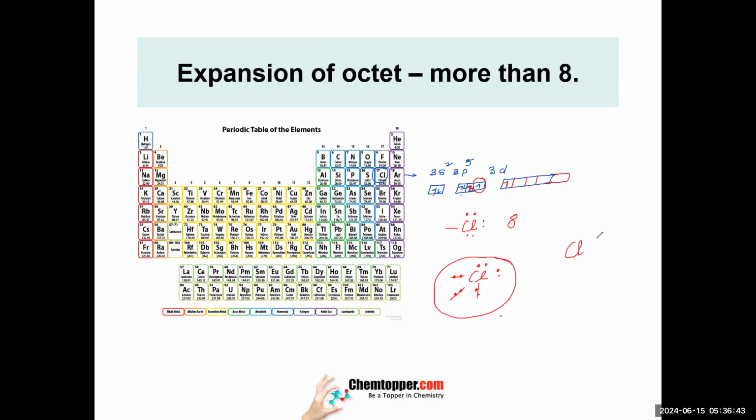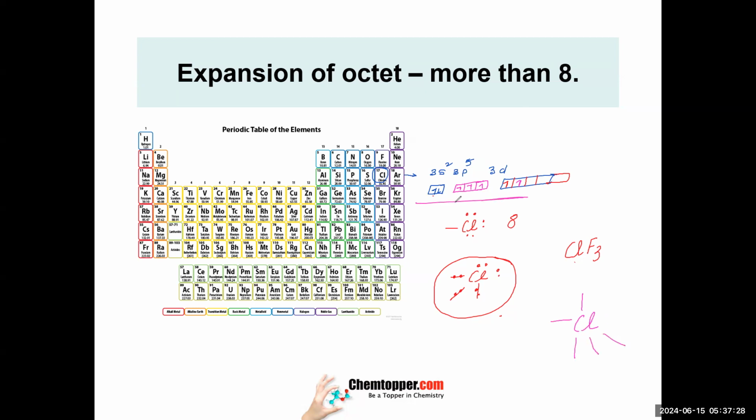There is a molecule, ClF₃, where chlorine is making 3 bonds with fluorine. This is expanded octet, more than 8. You can jump one more electron from here, and it will come here. 10. How many unpaired electrons? 5 unpaired electrons. 5 unpaired electrons means chlorine can make how many bonds? 5 bonds.